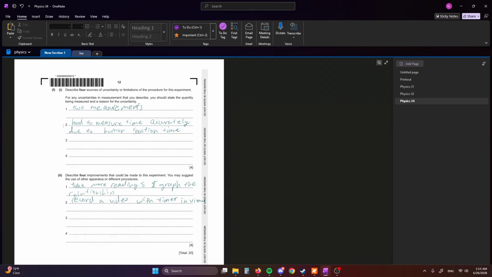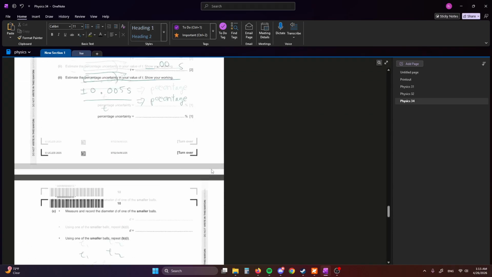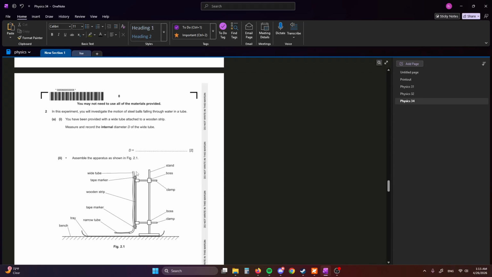Another idea is to use a high-speed camera, but that depends on the actual experiment. You can also use sensors. It's pretty much the same thing. And honestly, the other 4 points in this question depend on the experiment itself. So for example, in this case here, to make it more accurate, we can probably increase the length of the tube.